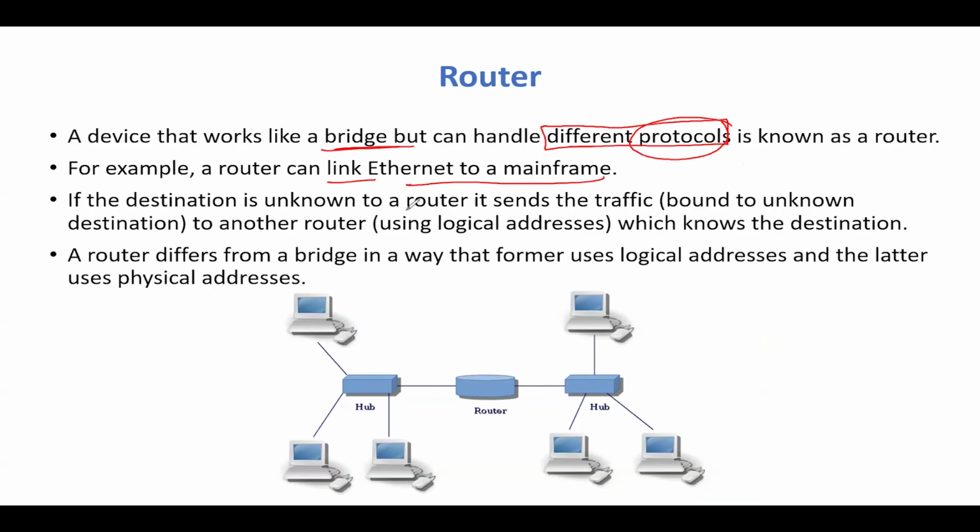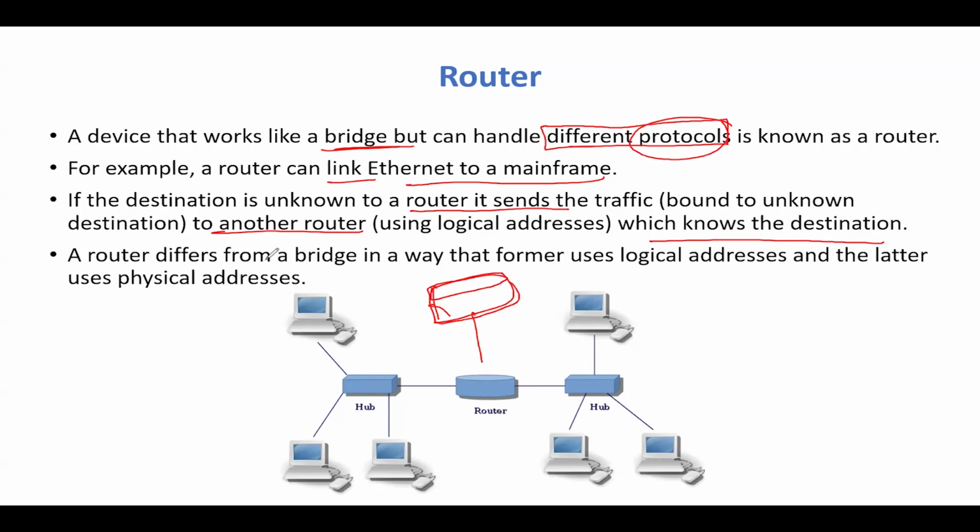If the destination is unknown to a router, it sends the traffic to another router which knows the destination. These routers are far smarter than a bridge. If it doesn't know the address, it will communicate with another router present in the network and ask whether it is aware of that network, and it will send the traffic to that one.